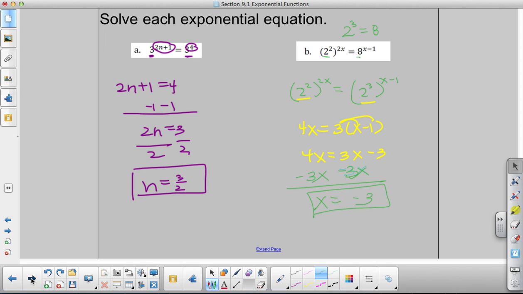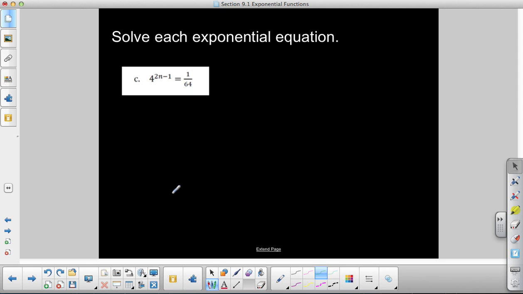And we have one more example, part C. This one has a fraction involved. Okay, so let's just first of all think about, well, 1 over 64. Okay. This one is base 4. Is there 4 to some power that will give me 64? Well, if I think about it, 4 to the third is equal to 64. So I'm going to write that down over here. So I'm going to rewrite my equation. I have 4 to the 2n minus 1 is equal to 1 over 4 to the third.